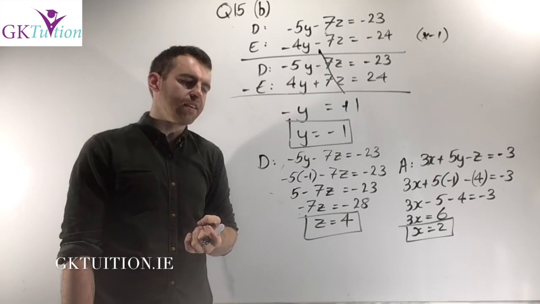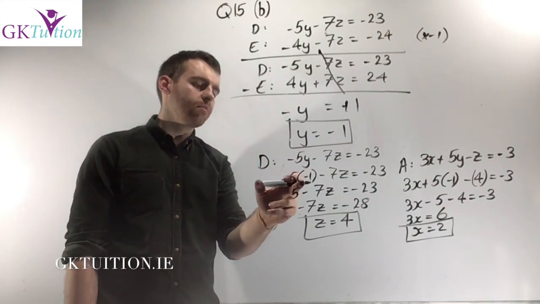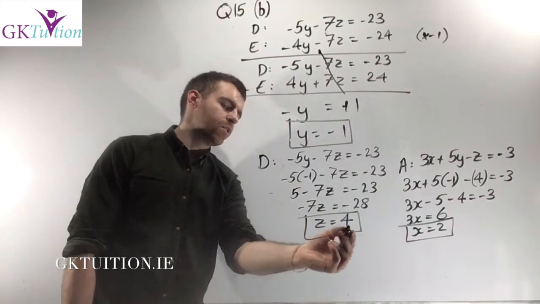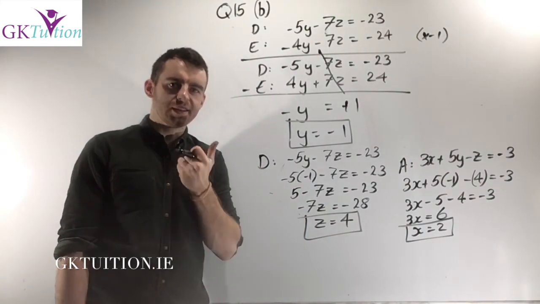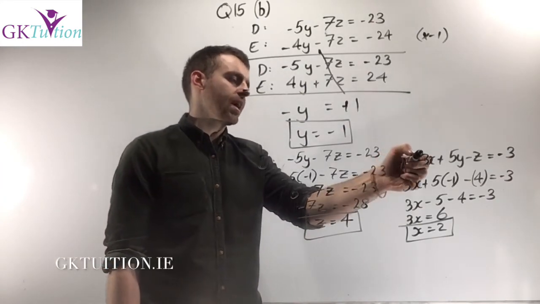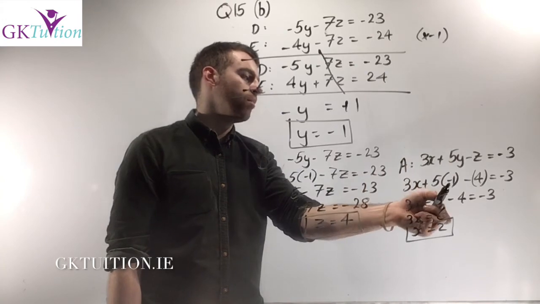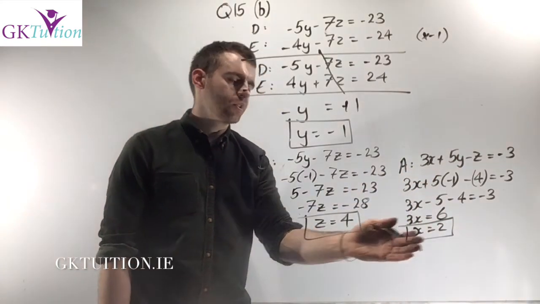Now that I know y, I can sub back into either D or E in order to find the value of z. I decided to sub into D. Everywhere there was a y, I subbed in a minus 1 and I ended up with z equal to 4. Now that I know y and I know z, I can sub back into A, B or C to find the value of x. So I decided to sub into A. Everywhere there's a y, I subbed in a minus 1 and everywhere there was a z, I subbed in a 4 and I ended up with x equals 2.